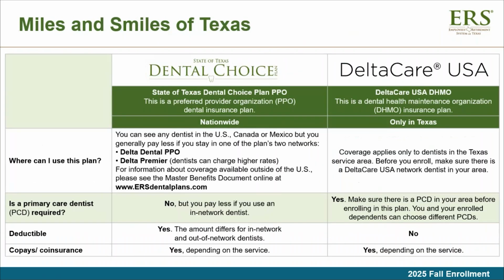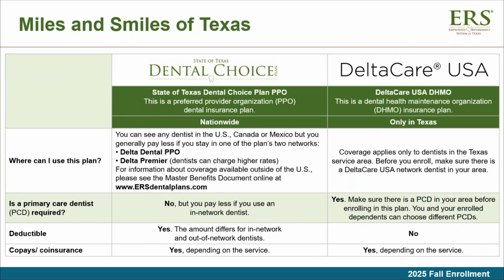Right. You also have the option of enrolling into dental insurance. So with the dental insurance, in order for any eligible dependents to be enrolled, you do also have to be enrolled into that plan. They don't have to have the same dentist as you, but they do have to have the same dental plan that you have.